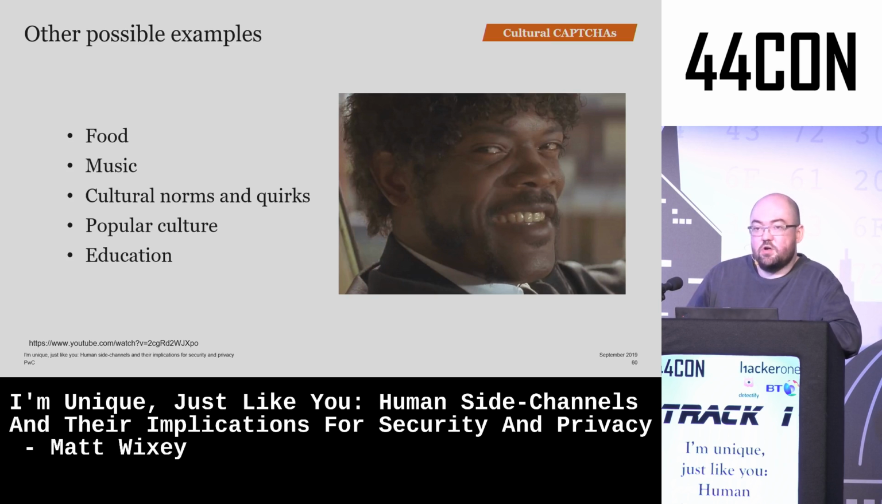There are some other possible examples, so not just popular culture, but also food, music, cultural norms and quirks, popular culture, education. Royale with cheese would be an example of a food example.